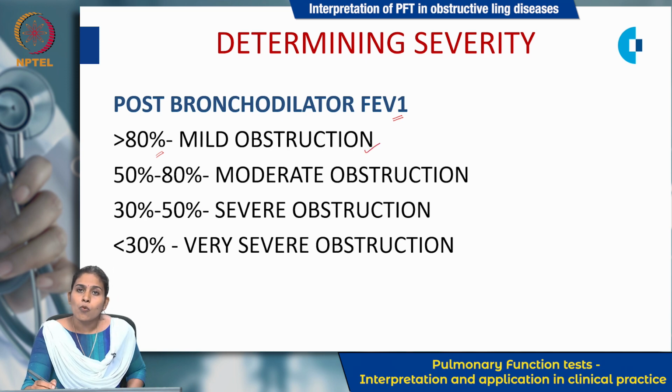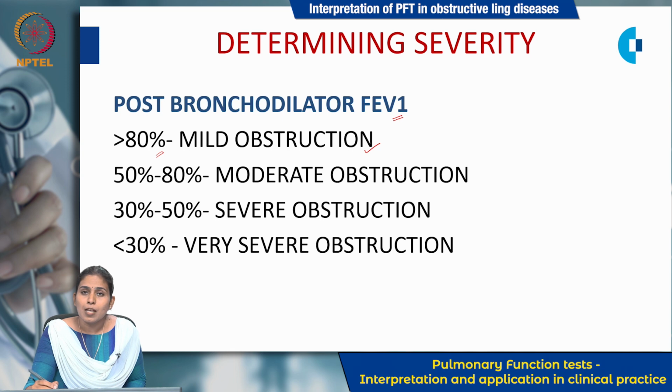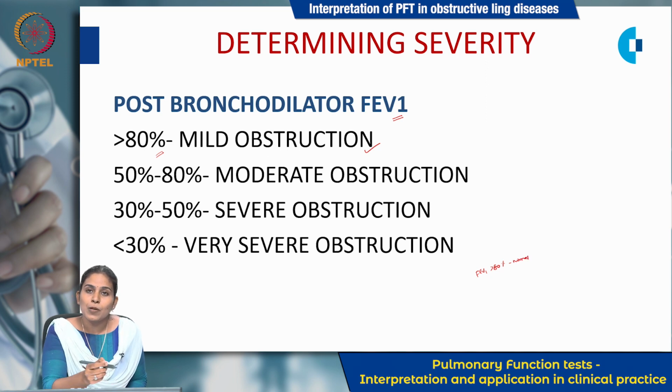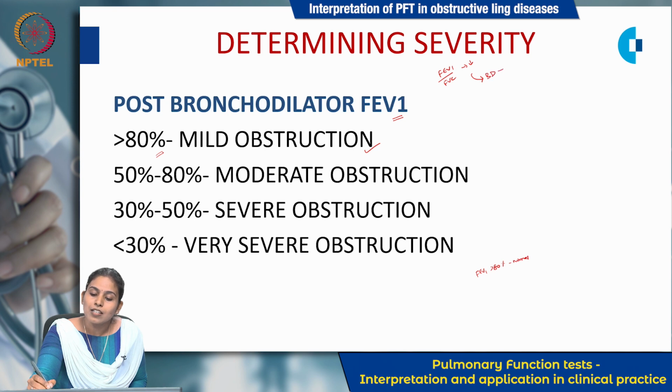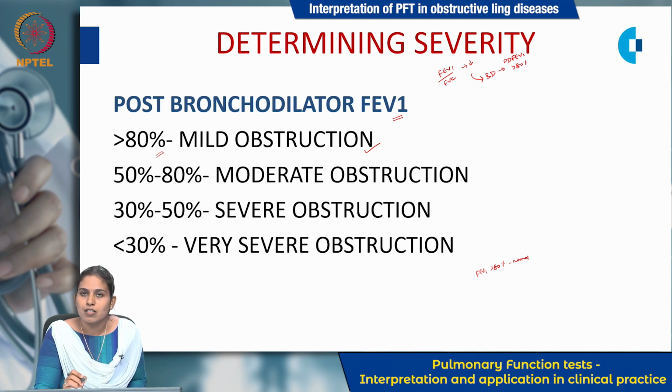Now you may get some doubt. In normal spirometry, they might have mentioned to you that FEV1 more than 80% is normal, right? But I'm telling you that here more than 80% means mild obstruction. What I'm trying to tell is that if the FEV1 by FVC ratio is reduced, then you subject them to bronchodilation, and if the post bronchodilator FEV1 value is more than 80% of predicted, then we call it mild obstruction. Okay, I'm sure it is clear to you.